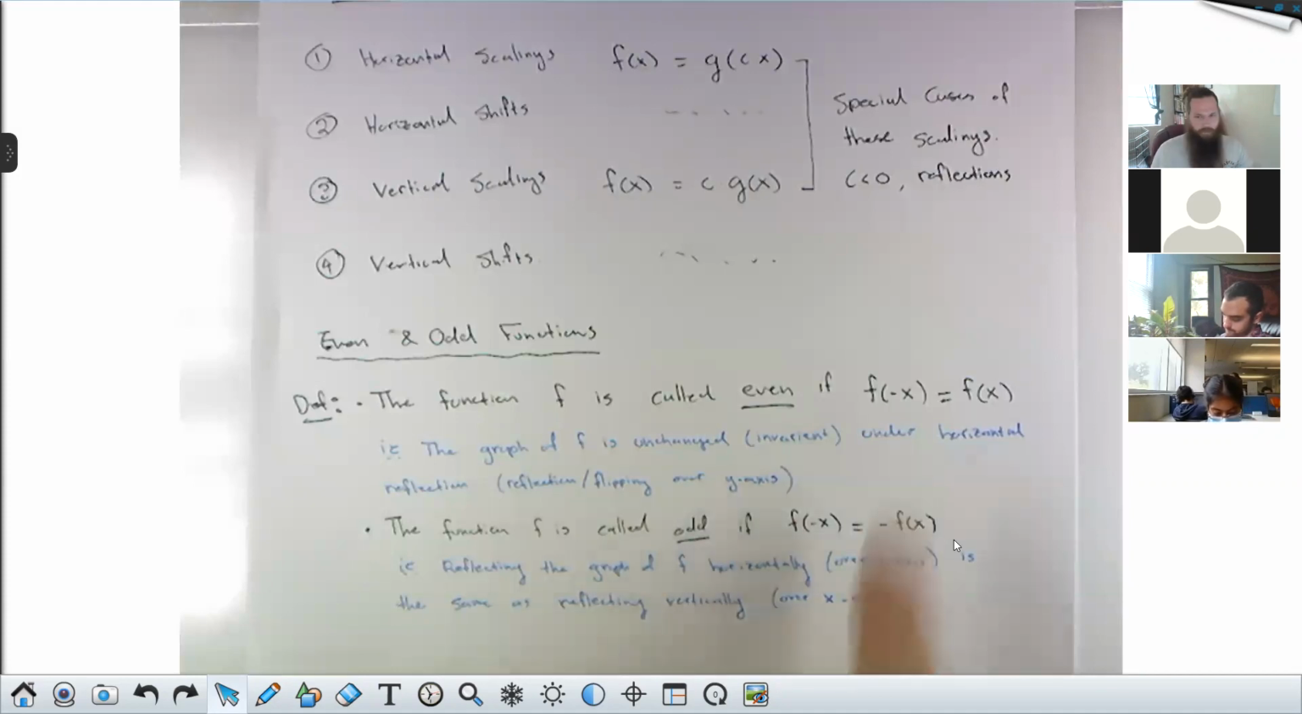Let me show you a few of these horizontal reflections for a few particular functions, and then we'll start trying to diagnose even and oddness, both algebraically and from the graph.